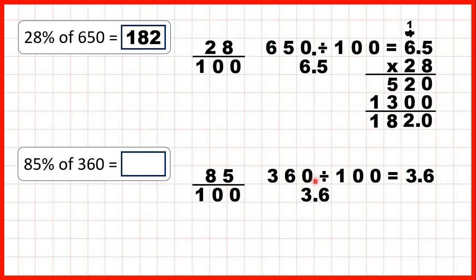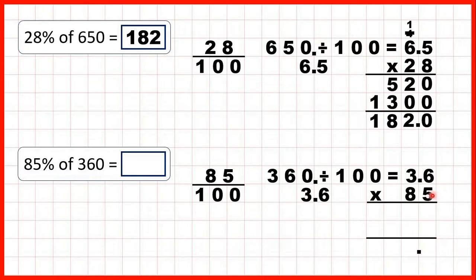Or we can imagine the decimal point on the end, and then, because with dividing by 100 we have 2 zeros, we can move that decimal point 2 places to the left, so we get 3.60, which can just be written as 3.6. So now we need to multiply that by the numerator, so multiply by 85. Again, we need to copy down our decimal point.